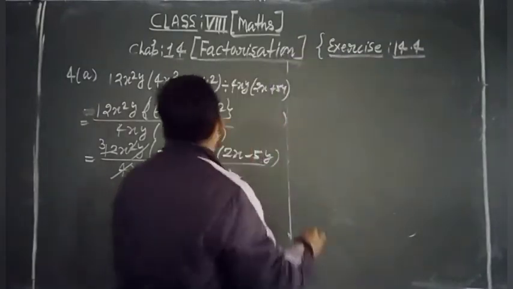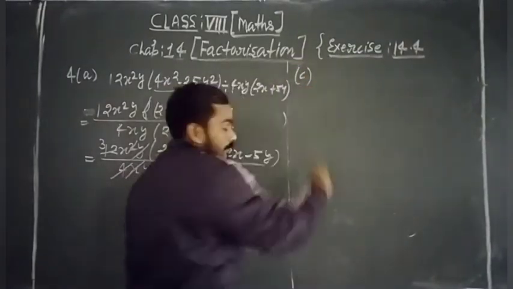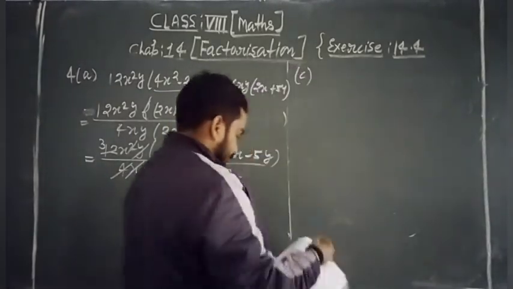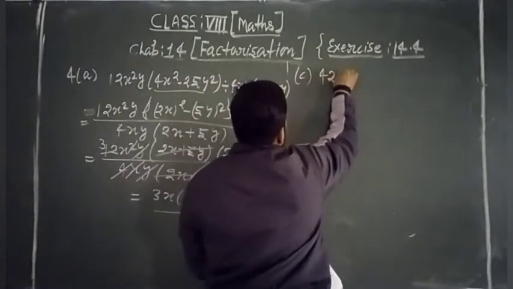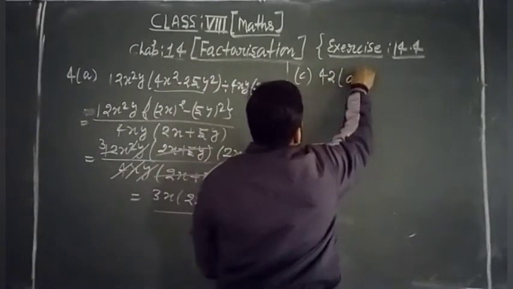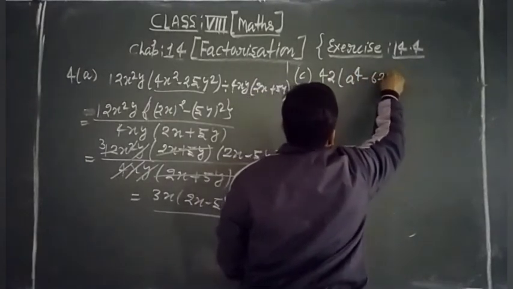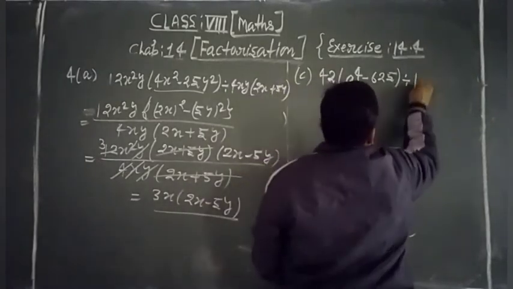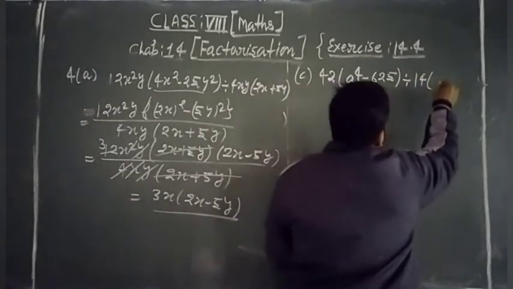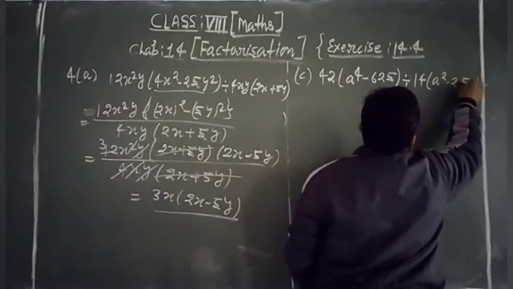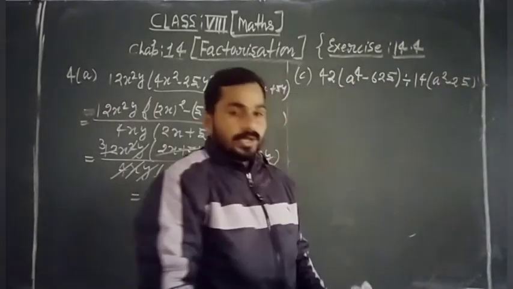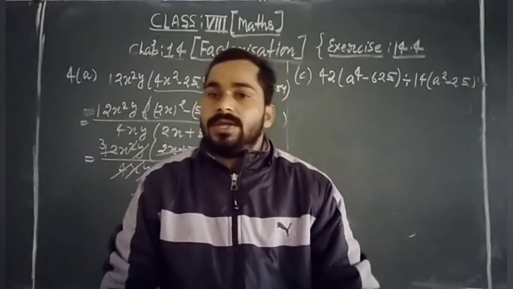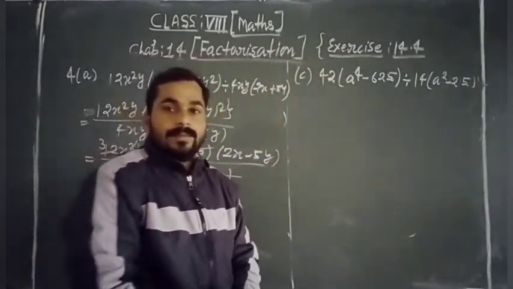Now discuss the next part of this question, part C: 42 bracket a to the power 4 minus 625, divided by 14 bracket a square minus 25. So again the same process we have to apply here, like the A part.